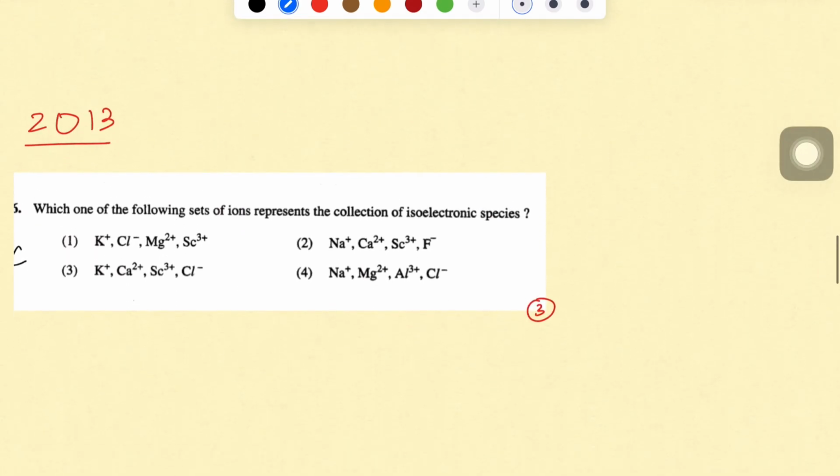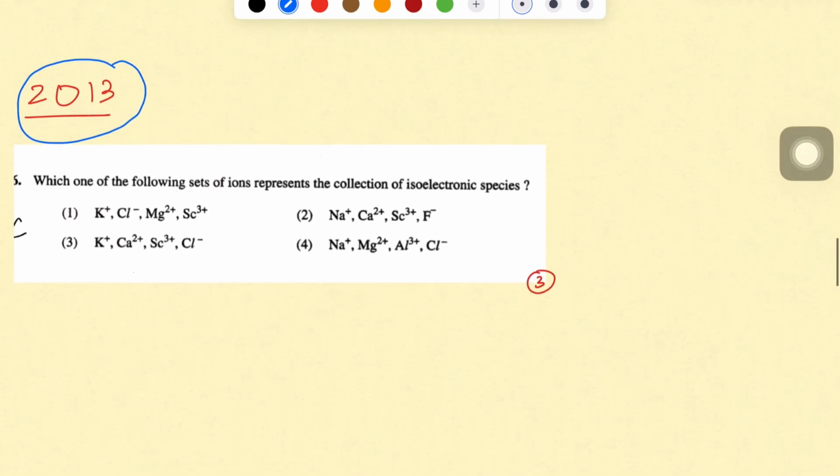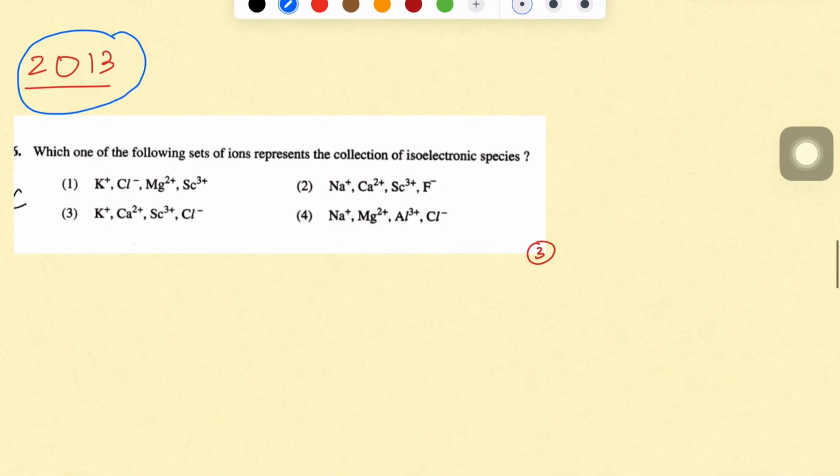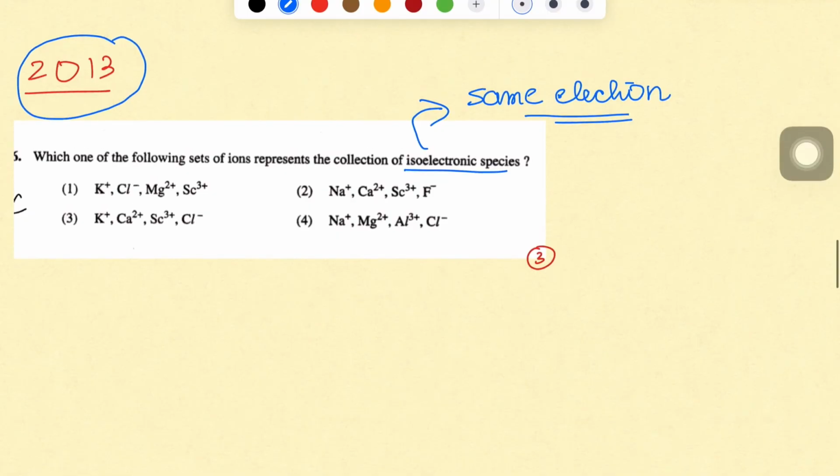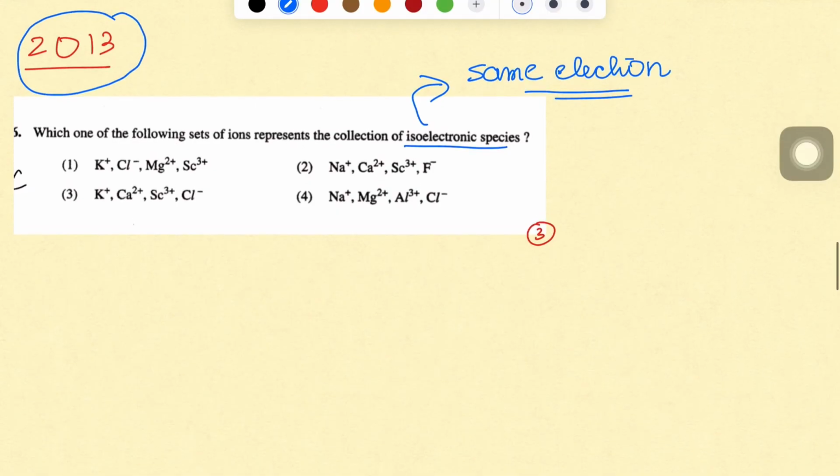Next, let's see the 2013 question. A quite interesting question is this, a new question. Which of the following sets of ions represent the collection of isoelectronic species? So what is the meaning of isoelectronic species? Iso means same. Electronic means electron. So species have the same number of electrons, no matter what the number of atoms or the number of protons is. Let's say the same number of electrons.